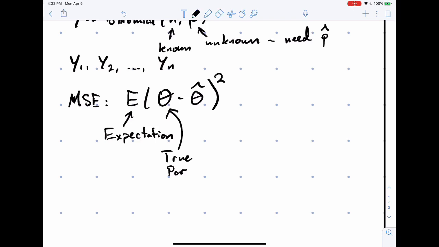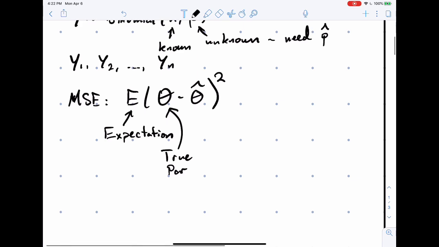So here's the mean, this is where the M comes in, the squared, and this is the error. The error is the difference, mean squared error. So that's where they all come together. The theta is the true parameter value, and the theta hat, that's our estimated theta.